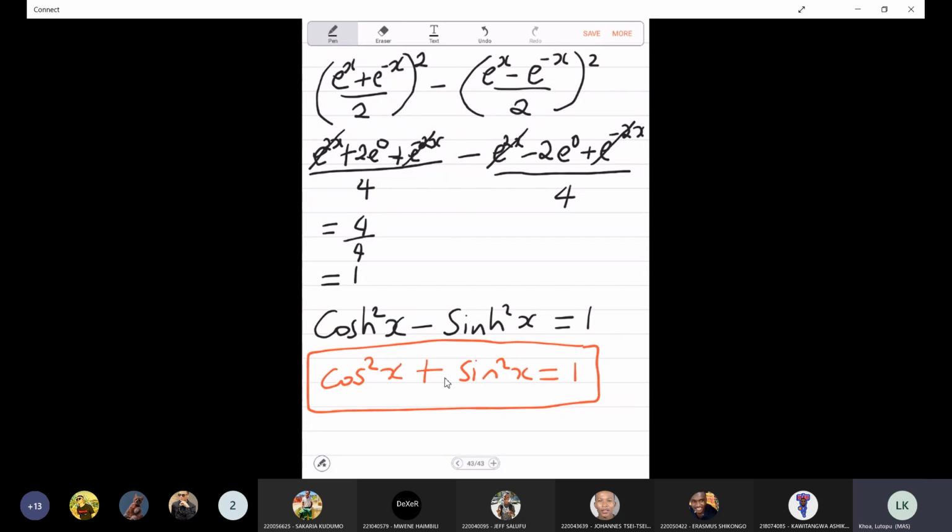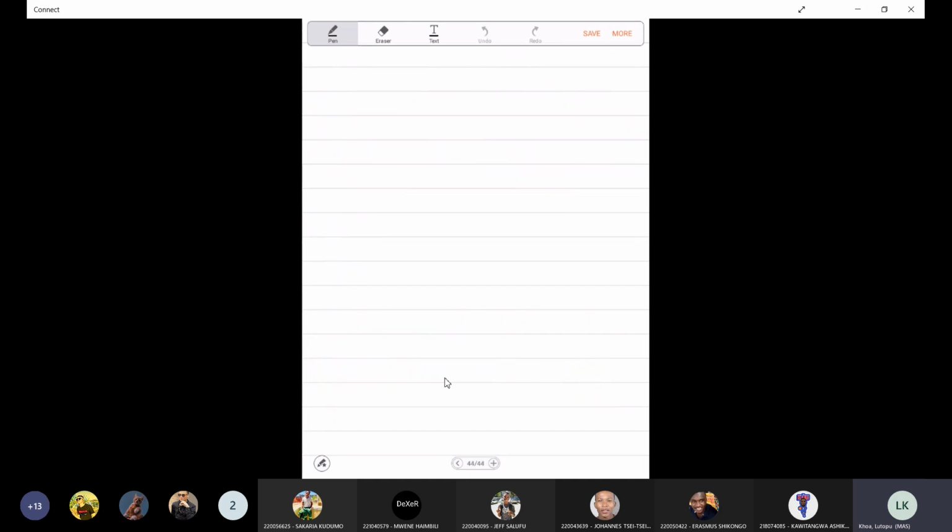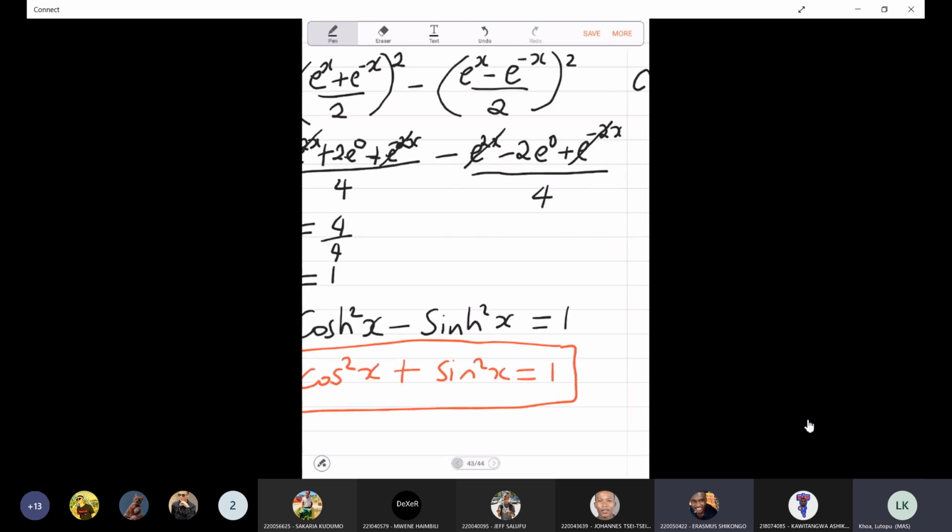Okay, so we can look at more trigonometric identities. Let's look at another one. This time, what if we try to add them? Let's say we have hyperbolic cos squared plus hyperbolic sine squared. We do the same thing. Yes, this is the second identity.